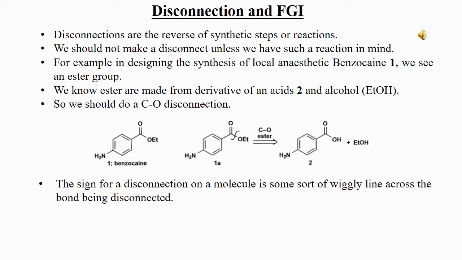This is the C to O ester bond. So we know that esters are formed from acids and ethanol. The acid is shown in the structure as 2. So when this acid and ethanol react, compound 1A, or benzocaine, will be formed.